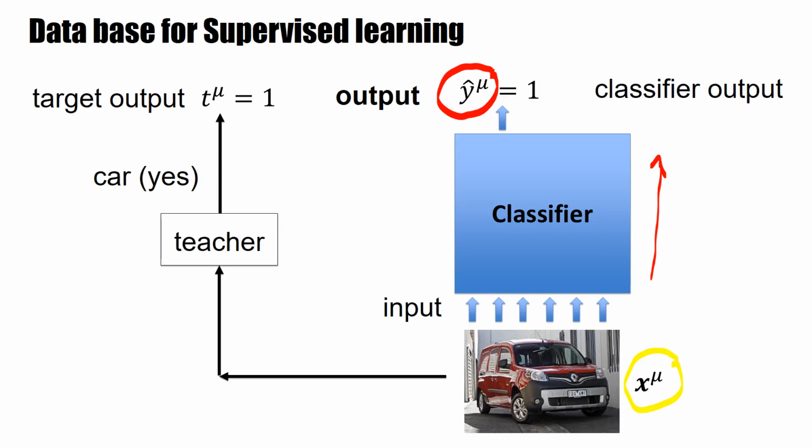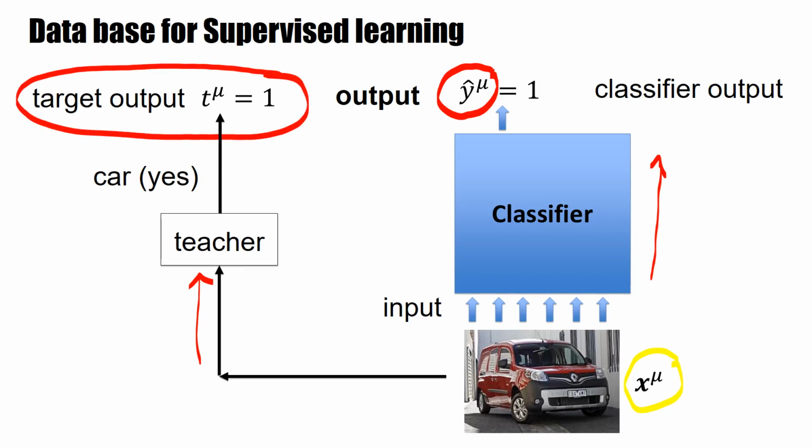Now it's called supervised learning because we assume that a supervisor, a teacher, has already looked at this data point and said, oh yes, this is a car. So the supervisor gives a target output t mu for this input with index mu, t mu equal 1.